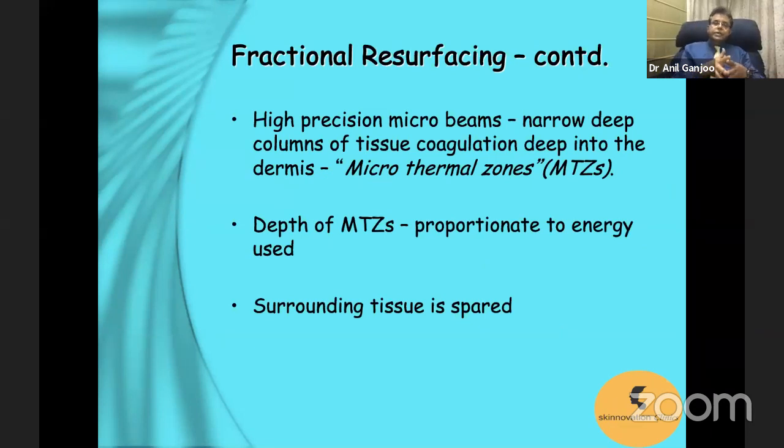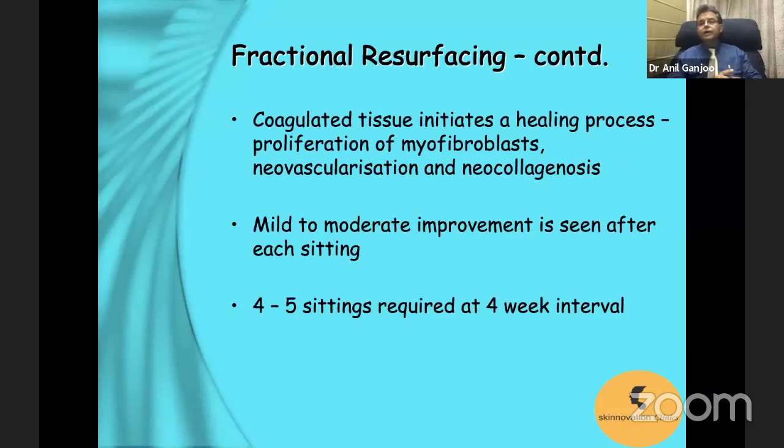So what happens is that we create these high precision micro beams in the laser beam, which penetrate deep into the skin and create narrow, deep columns of tissue coagulation. These are known as MTZs, or microthermal zones. The depth of a microthermal zone would be proportionate to the energy that you have used. So the more the energy, the deeper you will go. And then coagulated tissue would initiate a healing process. There would be myofibroblasts being stimulated. There would be neovascularization and neocollagenosis.